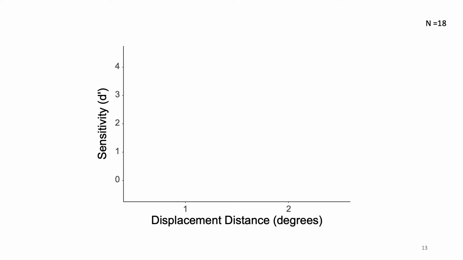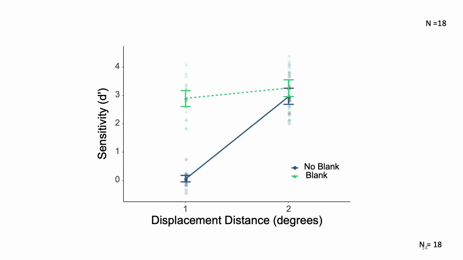So in this graph, sensitivity, or d prime, is plotted on the y-axis, and the displacement distance, or how far the square moved in degrees, is plotted on the x-axis. As you can see, participants were significantly more sensitive to displacements of the saccade target object with a post-saccade blank compared to without a post-saccade blank, and this difference is very clear at this 1 degree displacement.